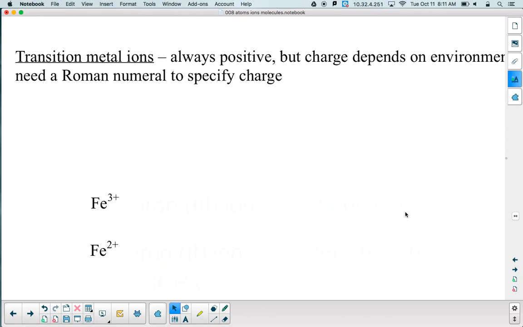The tricky set of ions are going to be the transition metal ions. We really haven't dealt with them before because they're a little bit unusual. They're always positive on grounds that they are in fact metal ions, but they can take on a variety of different charges depending upon their environment. For example, iron can come as iron with a +3 and iron with a +2. We can't call them both the iron ion because we wouldn't have any way of knowing their charge.